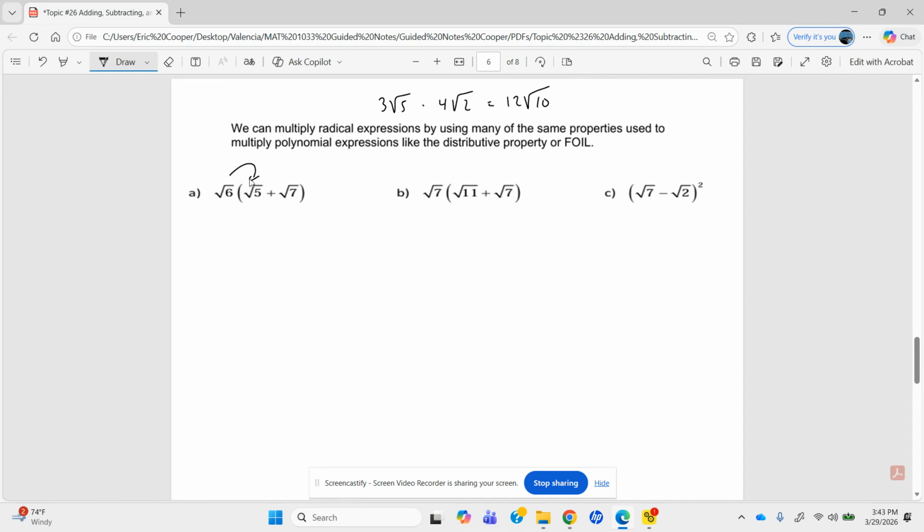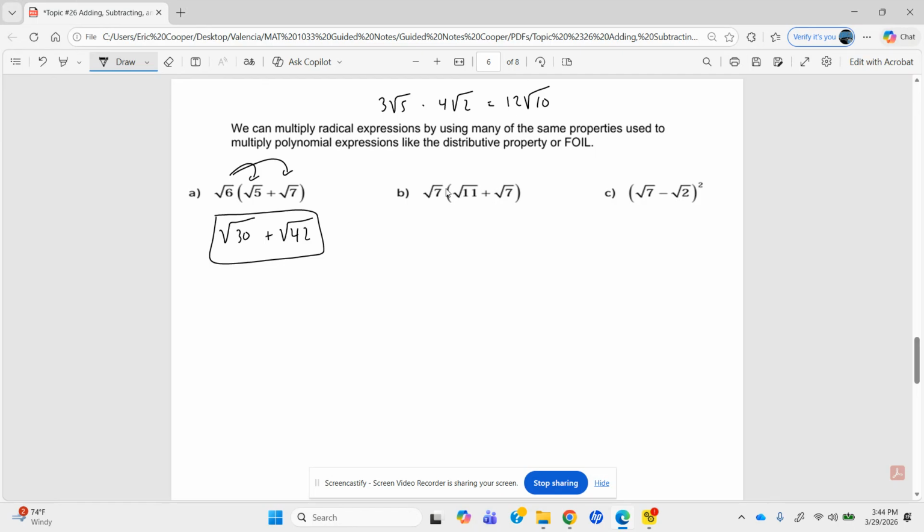So in this case, this is a distributive property. 6 times 5 is 30. And 6 times 7 is 42. Now for 30, it's 6 and 5. 5 is prime, 6 becomes 2 and 3, so no pairs there. 7 is prime, and again, this is 2 and 3. So this is as far as we can go with this one.